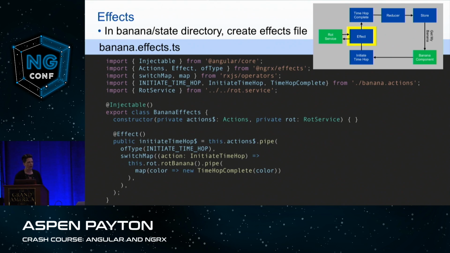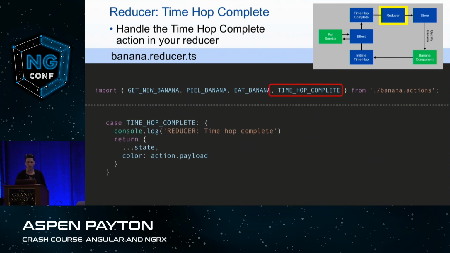So now that we have both of our actions, our service and our effect all ready to go, we need to go into our reducer and add a new case statement to handle, oh, sorry, I was ahead on one laptop and not the other one. So we need to go into our reducer and add a new case statement that's going to listen for that time hop complete action. So it's the same pattern as we saw with our eat banana, because we're going to deal with a payload that we're going to assign to our color property within our banana state. And then we need to import our time hop complete action up in our imports.